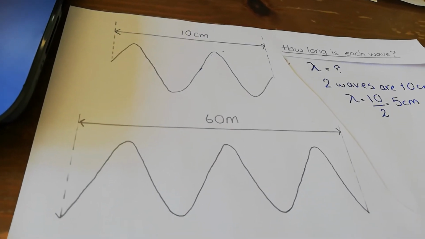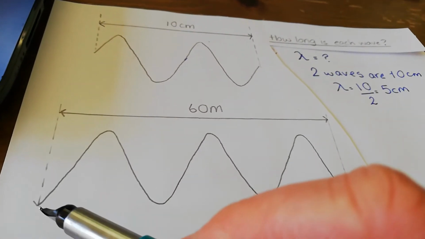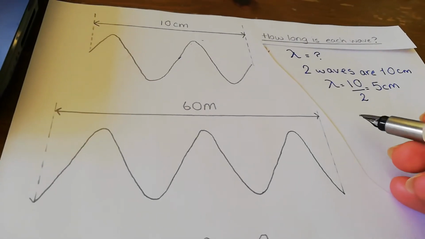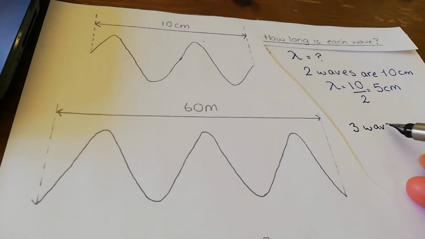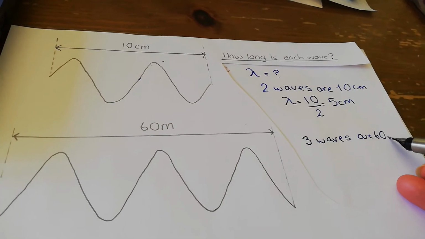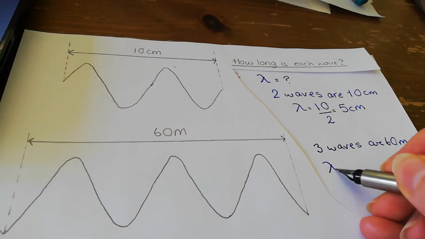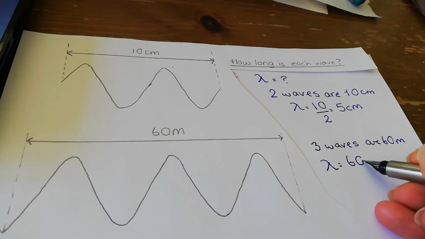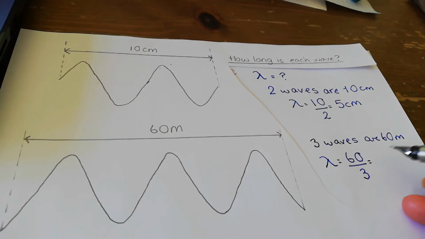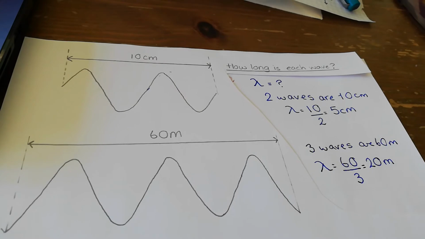Let's try this one. How many waves are there? Pause the video if you need time to think. Right, we're going from trough to trough. So we've got 1, 2, 3 waves. And those 3 waves measure a total of 60 meters, and the wavelength is going to be those 60 meters shared by those 3 waves.